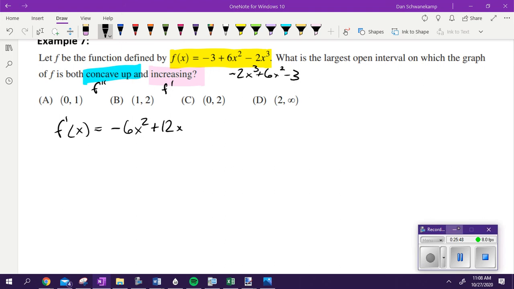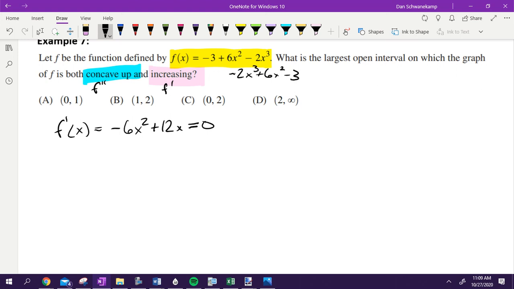If I want to figure out when it's increasing and decreasing, what am I going to do with that first derivative? Set it equal to 0 and solve. Do that. Figure out where the zeros are. Find f prime. Put it on a number line. See what you get. Go.